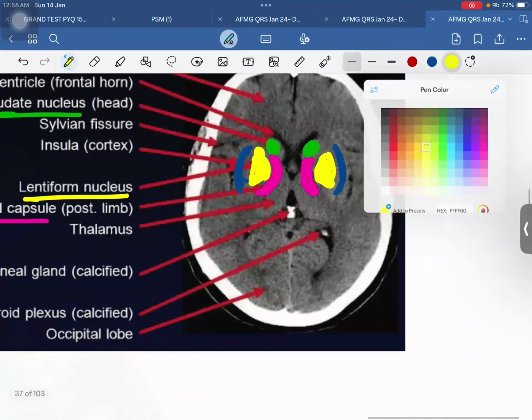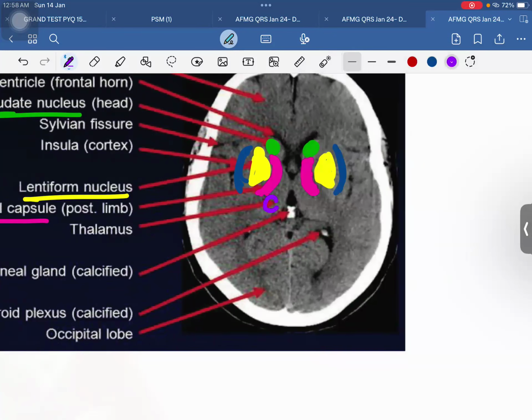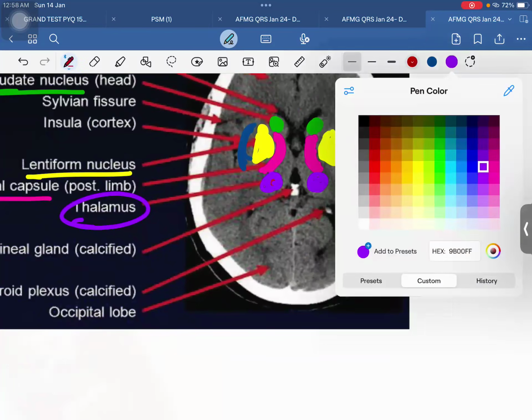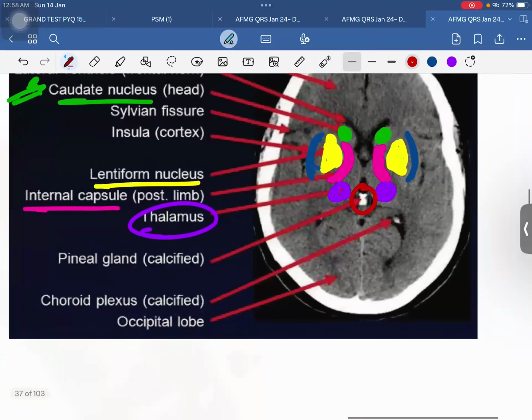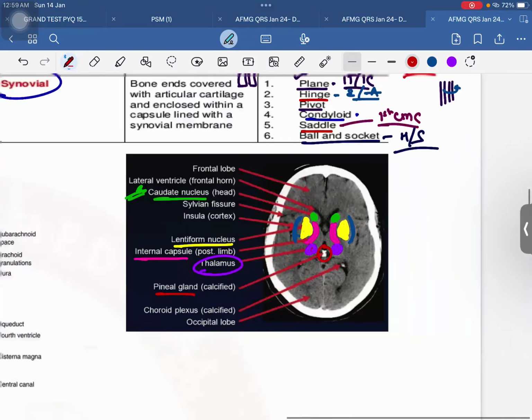Just behind the internal capsule, if they mark this area over here, this is nothing else but the thalamus. Please remember this. If they mark inside the ventricle a calcified gland, that is nothing else but the pineal gland. Please remember that it will be called the pineal gland. That is important to be remembered.